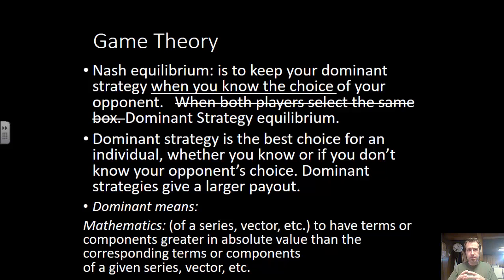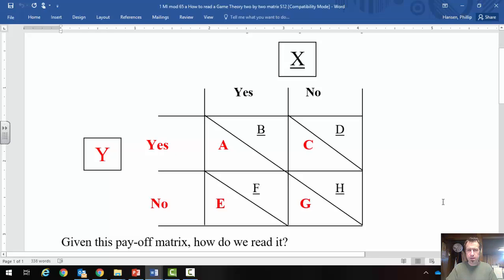So before we talk about some key terms, let's look at how you read a game theory matrix. First, in the game theory there are two competitors, two players, business Y and business X. Business Y can have sales, yes, or have no sales. Company X can have sales, yes, or no sales. And then down here, you have A, B, C, D, E, F, G, H.